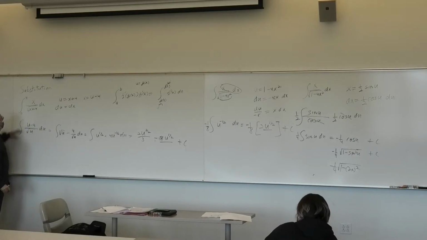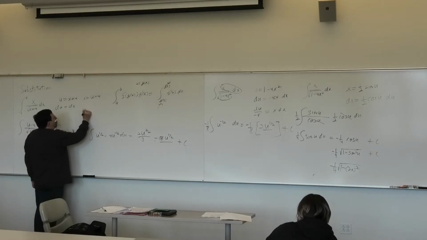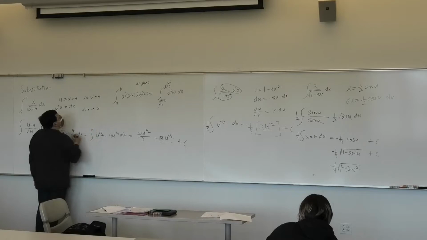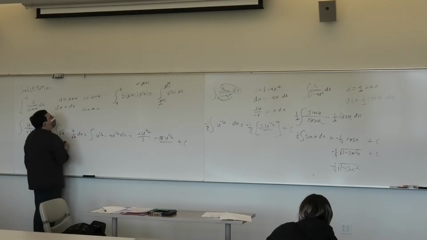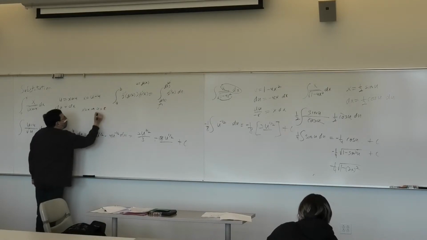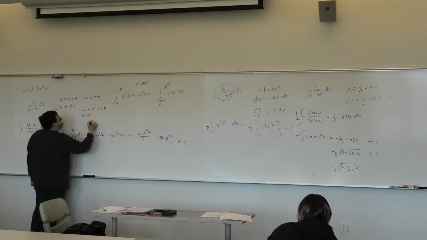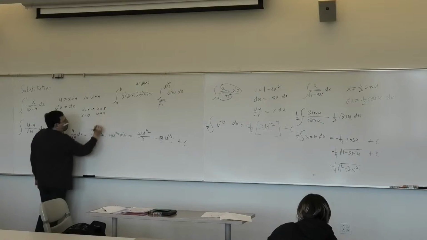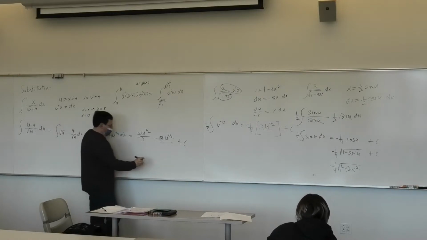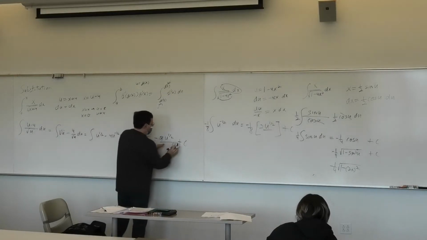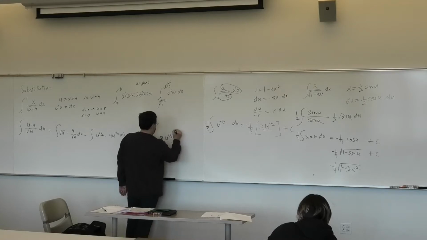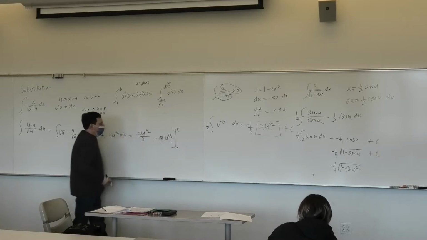So how does that work? So these are the x's. If x is 4, and u is what? 8. And if x is 0, and u is 4. So I can evaluate this between 8 and 4, just the way it is.